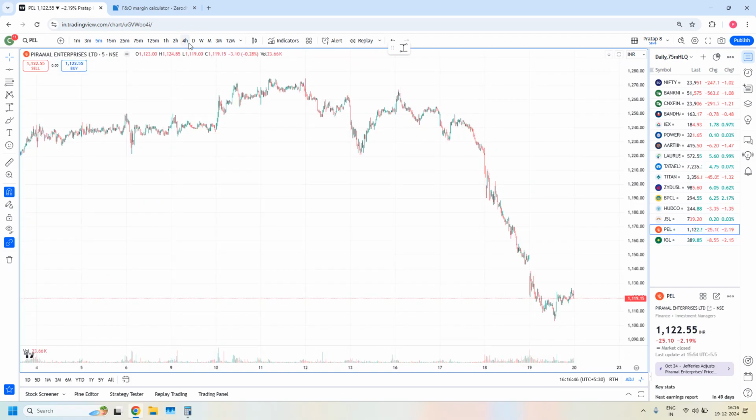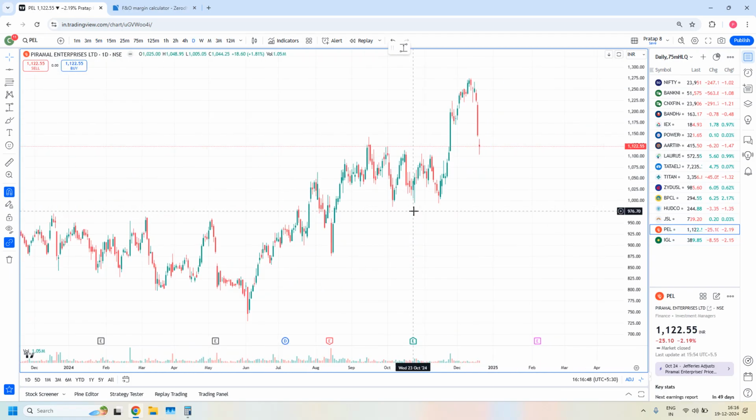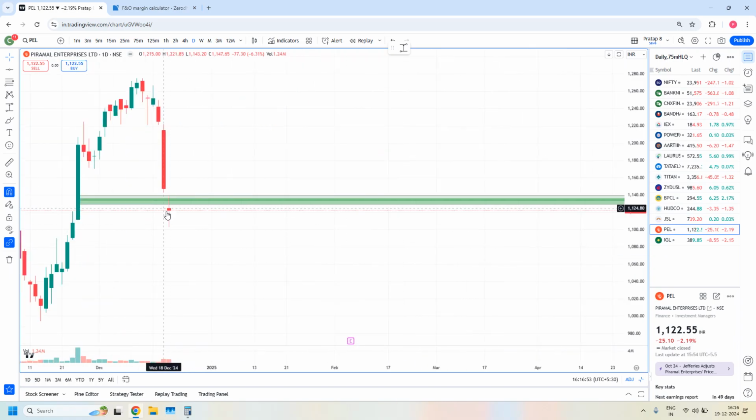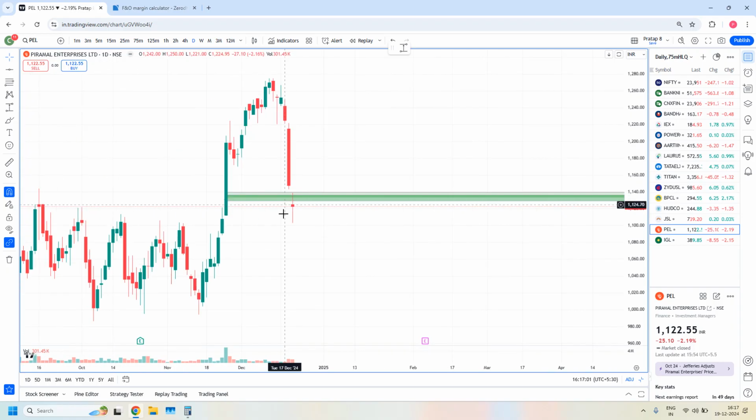Next one is PEL. This is also a 75 minutes high liquidity zone. See, PEL also opened below this zone. See, the open is here. All these 75 minute zones opened below the zone. The pre-market itself opened below the zone. That means all these zones are invalid at the time of pre-market open itself. So we can't use them from our intraday trades point of view.